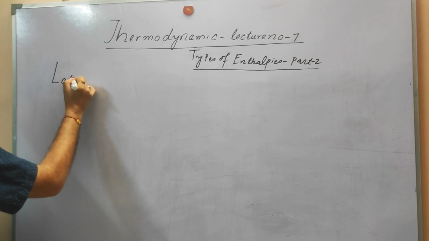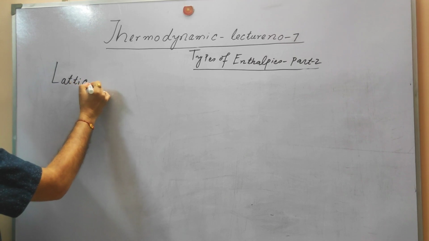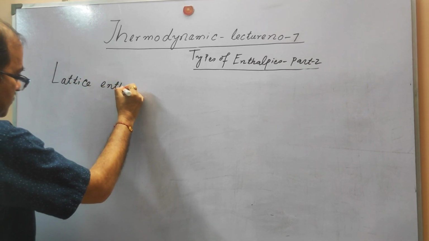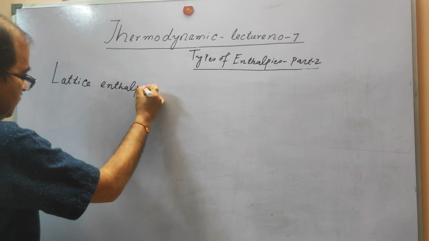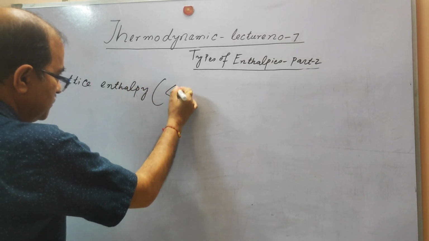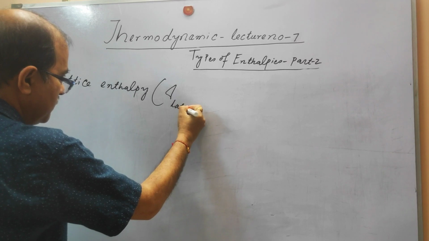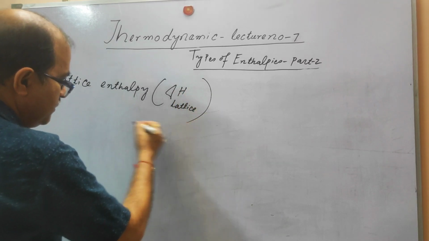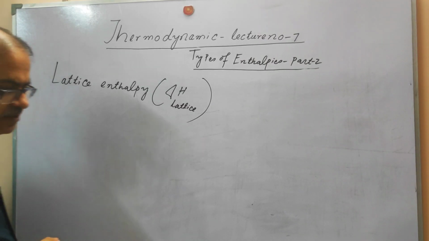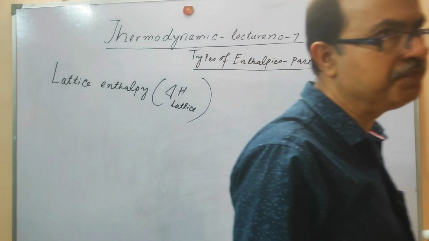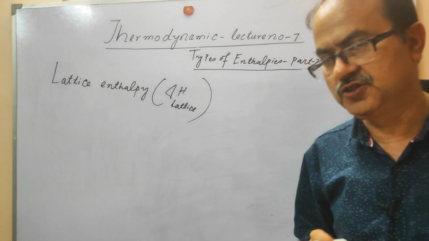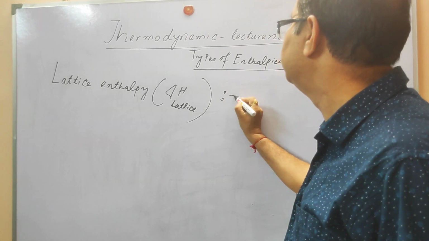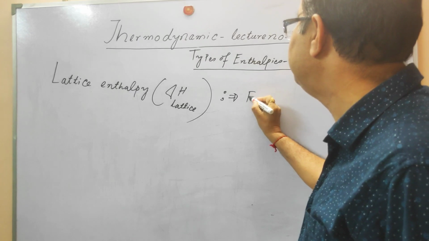That is a very important enthalpy that you must understand. Lattice enthalpy is a very important enthalpy that we are going to discuss. You will write delta H lattice, lattice enthalpy. It is an enthalpy change.